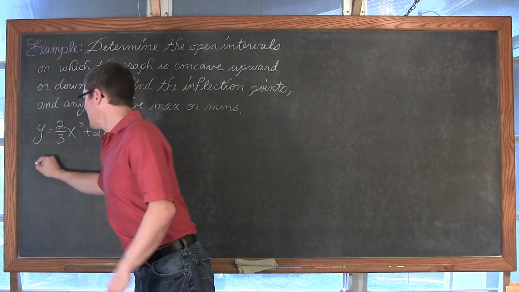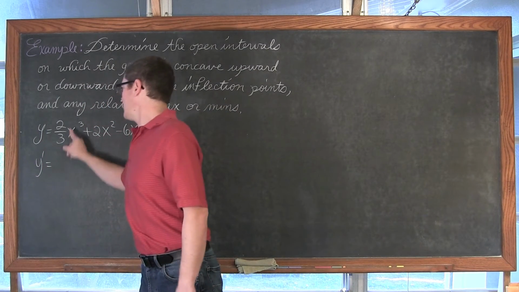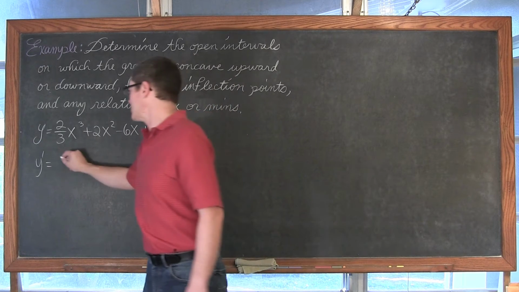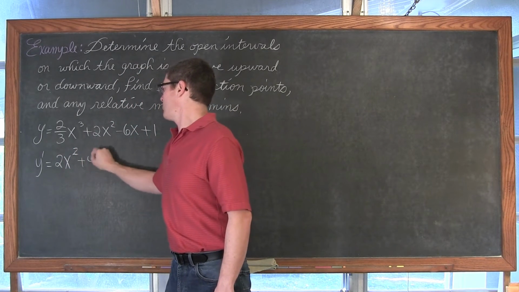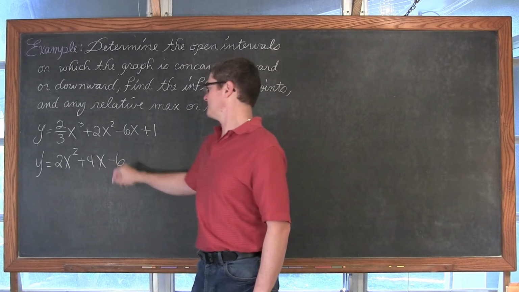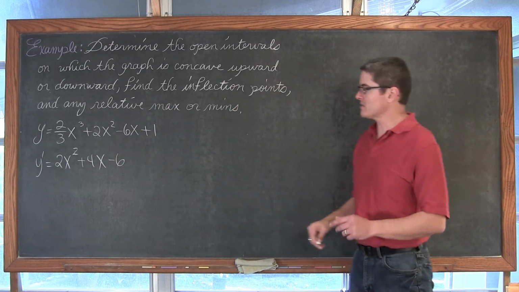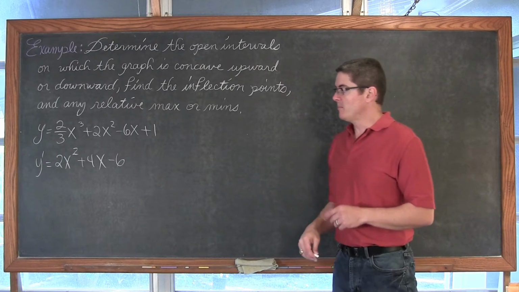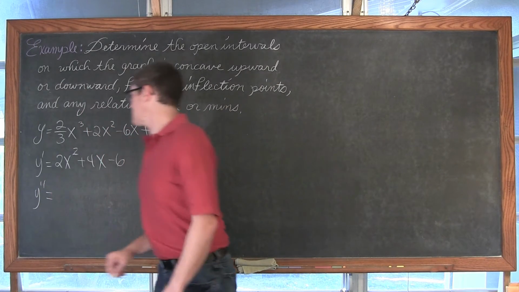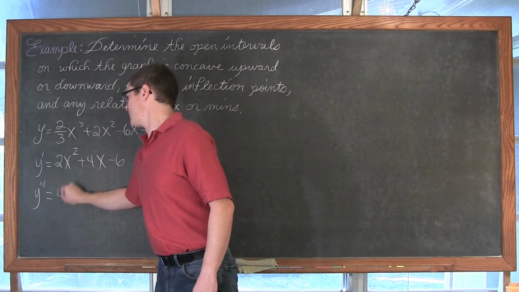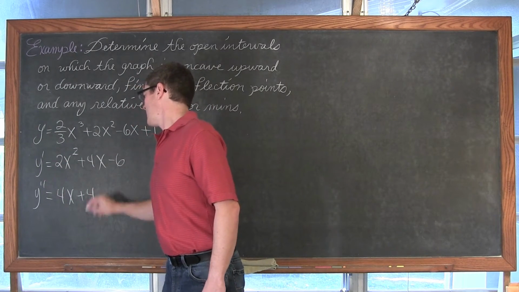So our domain's all real numbers, and y prime, the first derivative, is 2/3 times 3 is equal to 2x squared. 2 times 2 is 4x, and then minus 6. We're going to be using that again to find those relative max and mins in a second. But I'm going to find the second derivative, and that means just repeat the process. We have 2 times 2 is 4x plus 4.